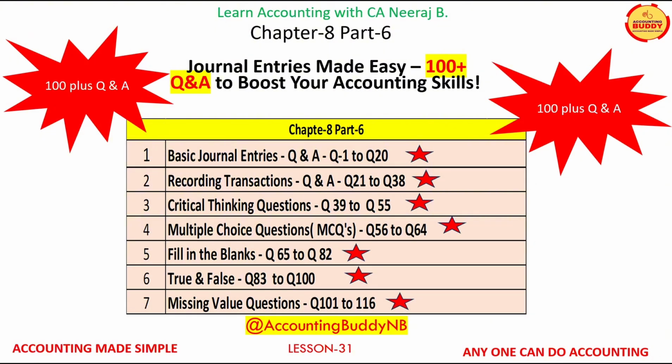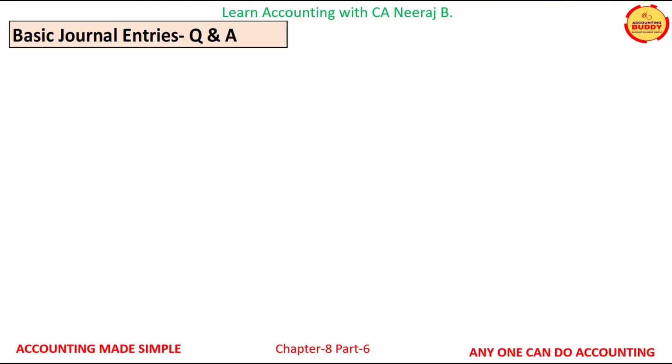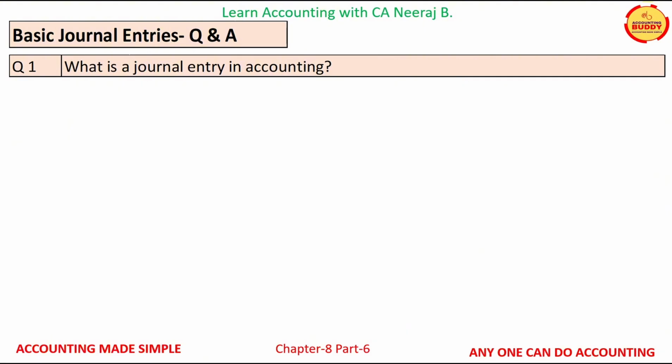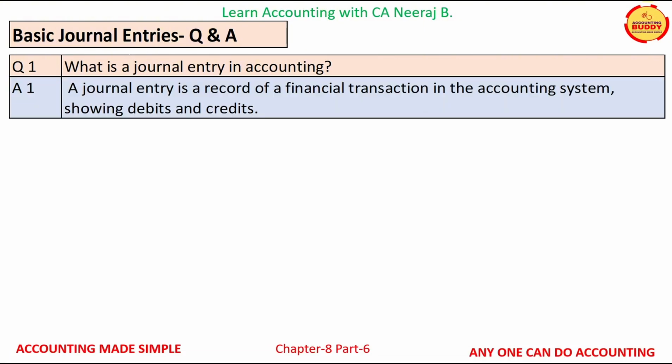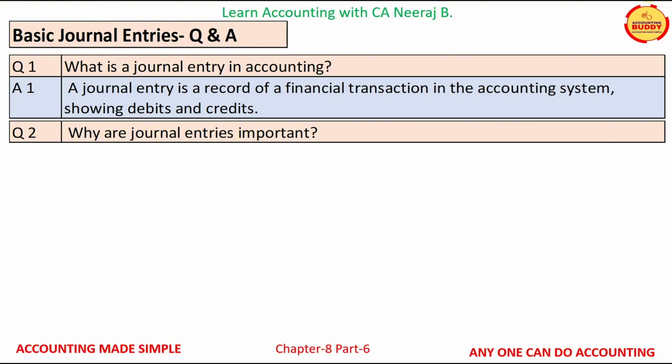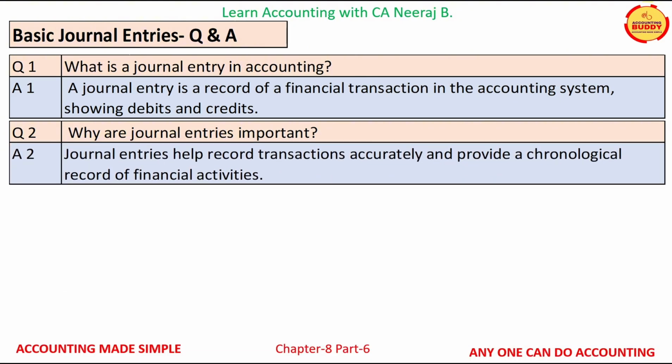Let's dive in. In this section, we will answer a few questions related to the topic basic journal entries. Question number 1, what is a journal entry in accounting? The answer is, a journal entry is a record of a financial transaction in the accounting system showing debits and credits. Question number 2, why are journal entries important? Answer is, journal entries help record transactions accurately and provide a chronological record of financial activities.